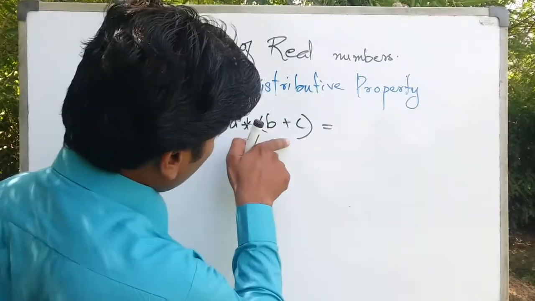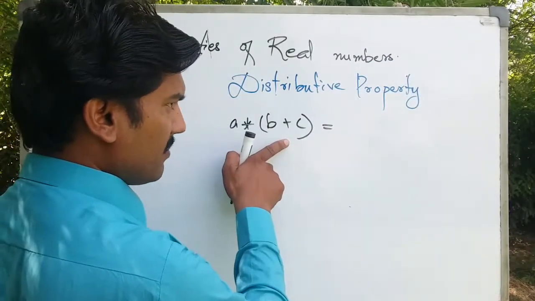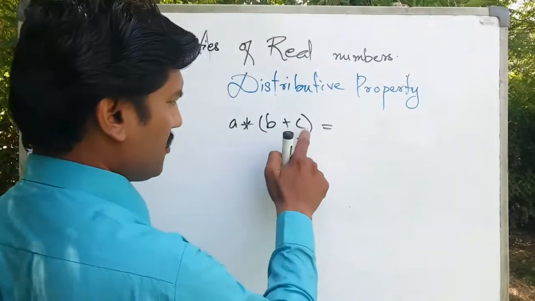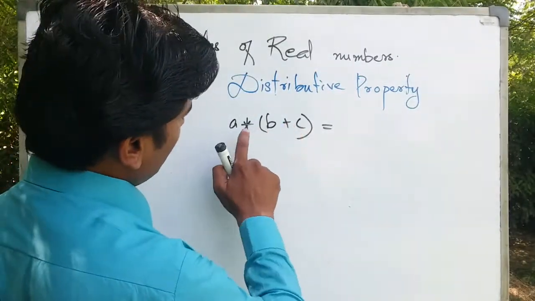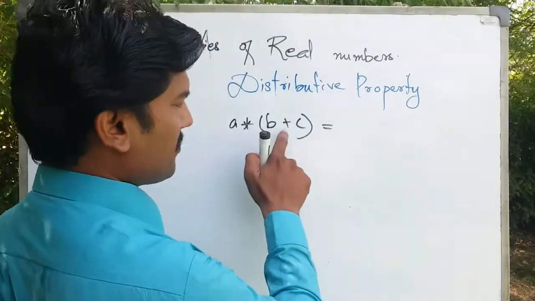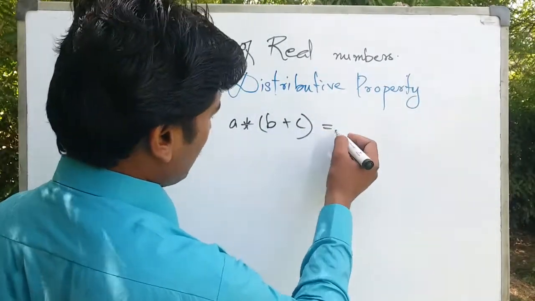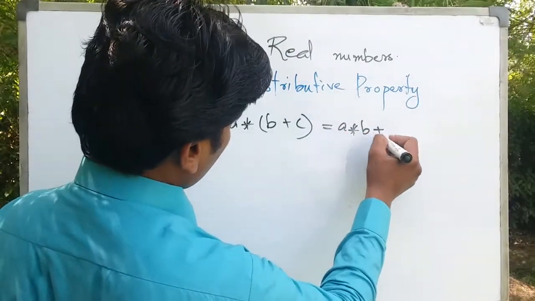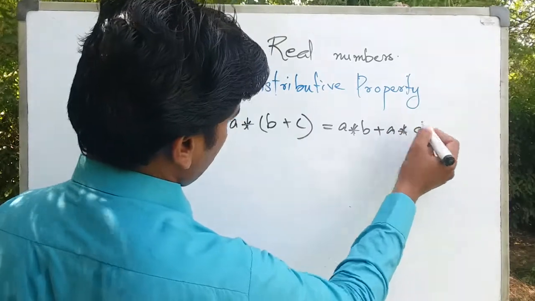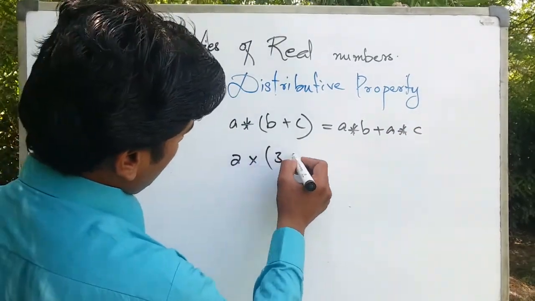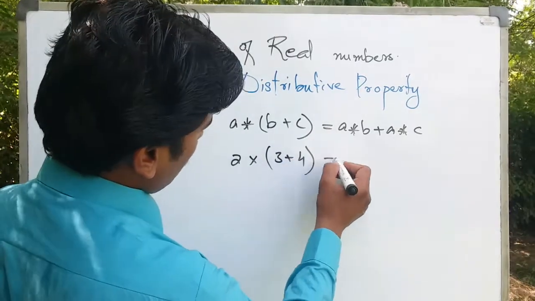This a will enter in this bracket, and if it is multiplication, it will be multiplied with each of the elements, and if it is division, then this will be divided by each of the elements of the brackets. So I am taking as multiplication a asterisk c. Now I am taking 2 multiplication 3 plus 4.